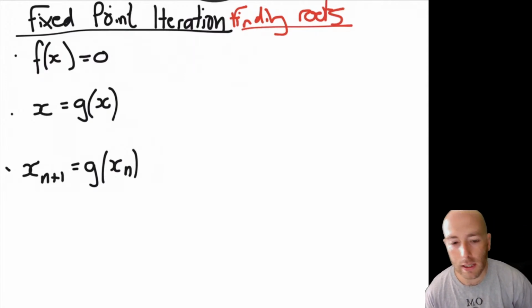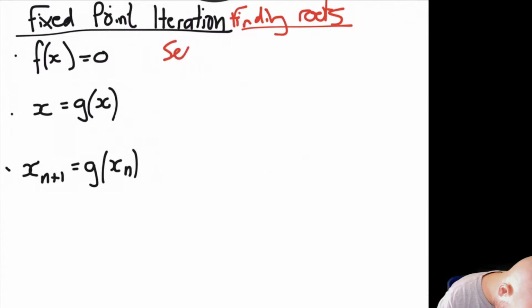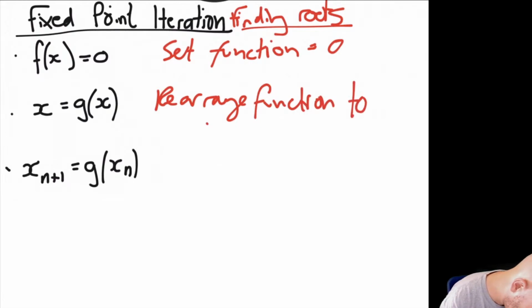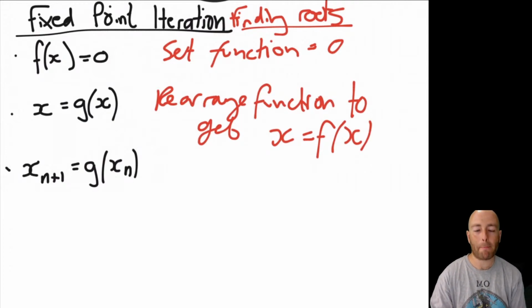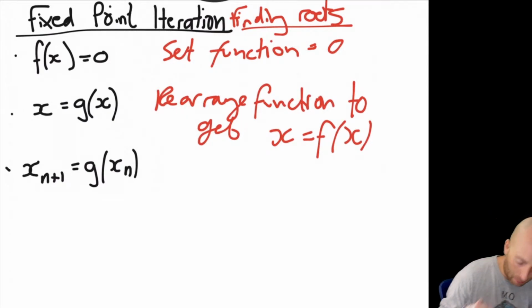So the way we do this is we set the function equal to 0. We then rearrange the function to get x equals f of x, which is weird, okay? We're rearranging a function to get x equals f of x. I'll show you what I mean by that in a minute.